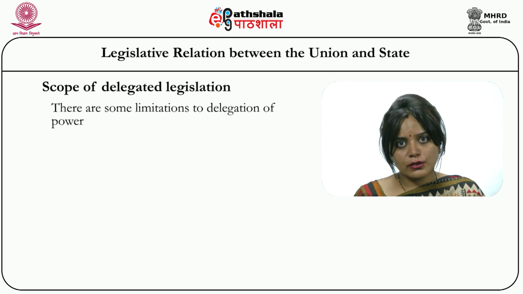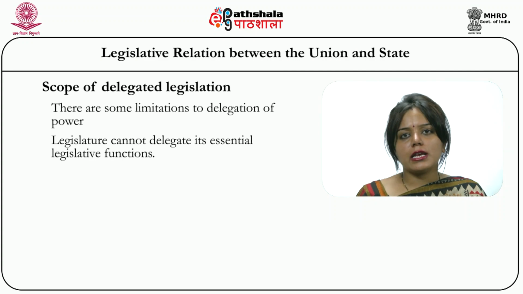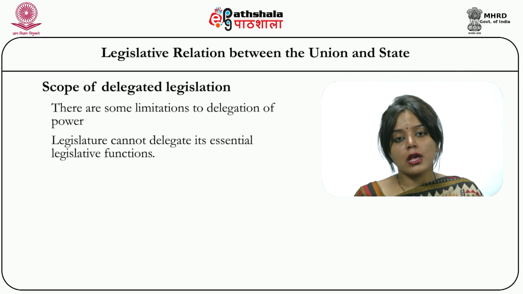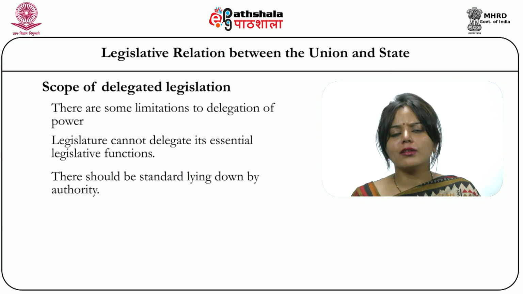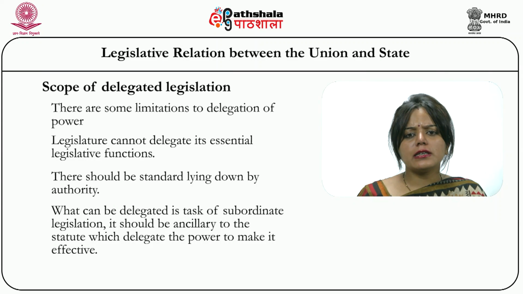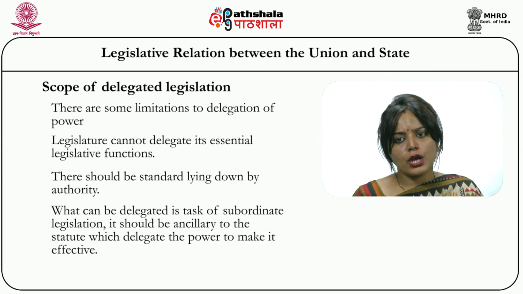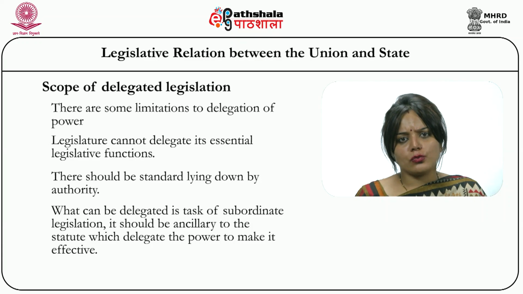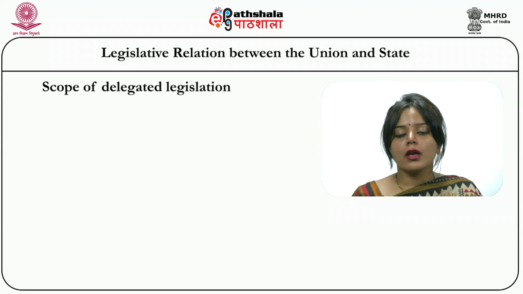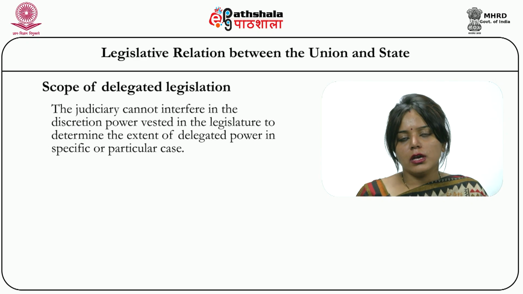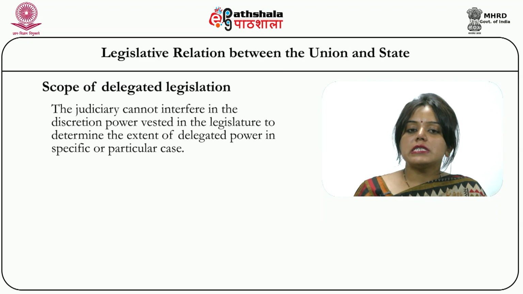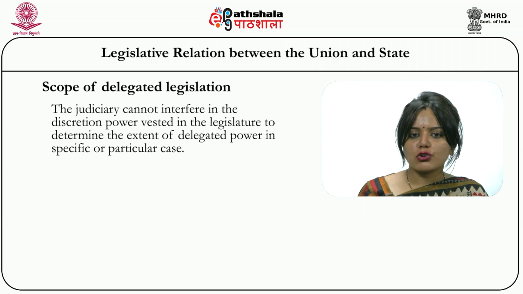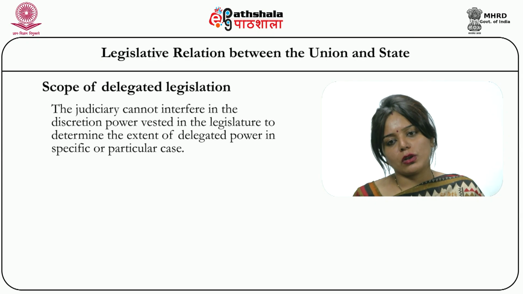The first limitation is that the legislature cannot delegate its essential legislative functions. Second, there should be a standard laid down by the authority. And the third, what can be delegated is the task of subordinate legislation. It should be ancillary to the statute which delegates the power, to make it effective. And the last limitation, the judiciary cannot interfere in the discretionary power vested in the legislature to determine the extent of delegated power in specific or particular cases.